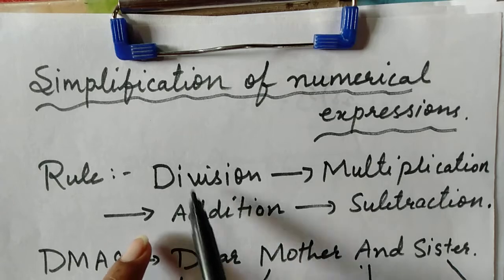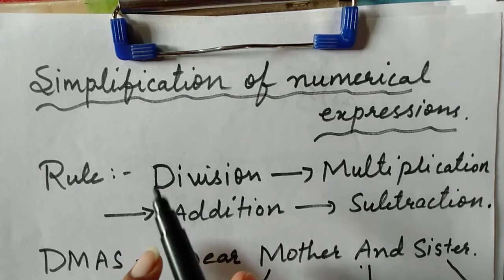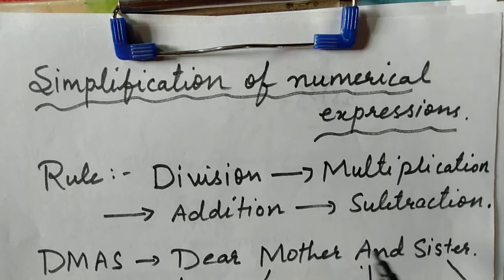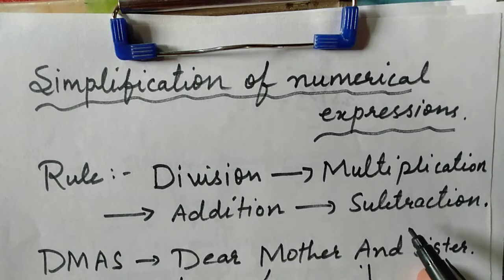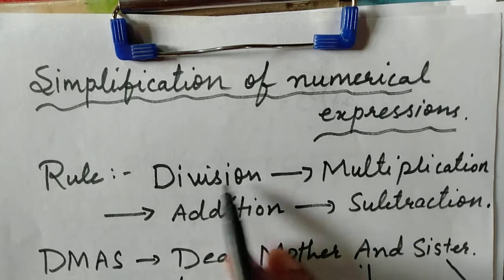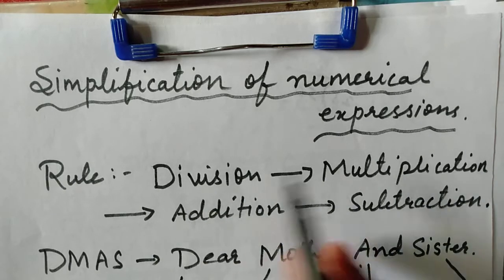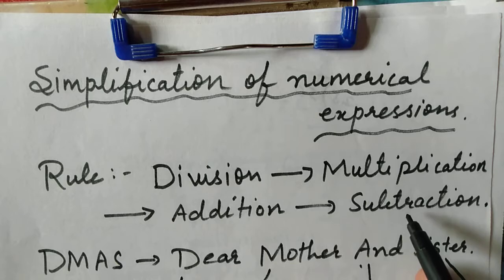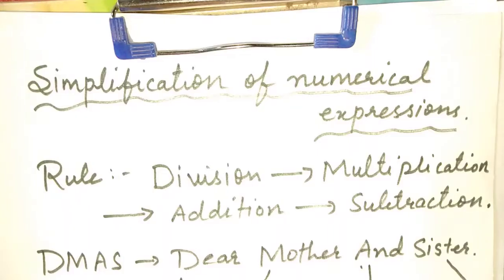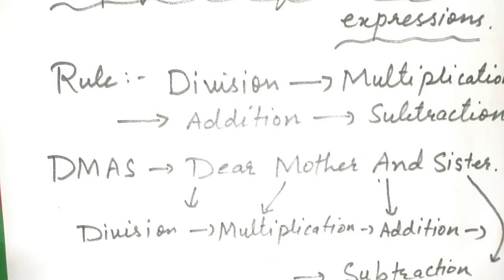It means division, multiplication. It means first we have to perform operations in a particular order. So first we do division, then multiplication, followed by addition, and then subtraction. So this is the sequence. You have to follow the sequence: first division, then multiplication, then addition, and last subtraction. This is called DMAS.